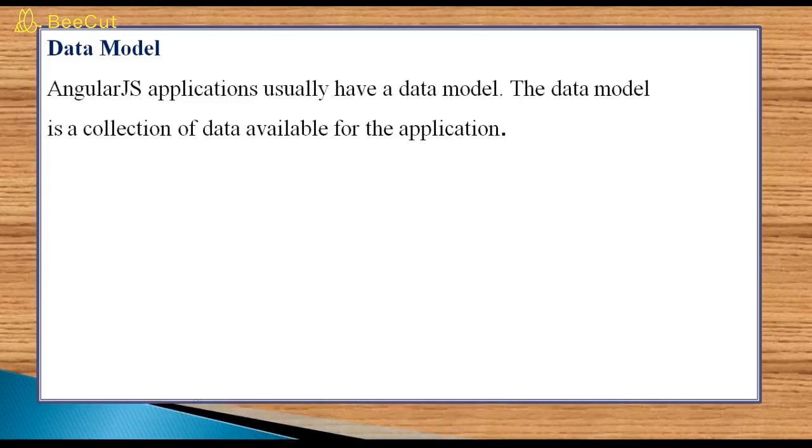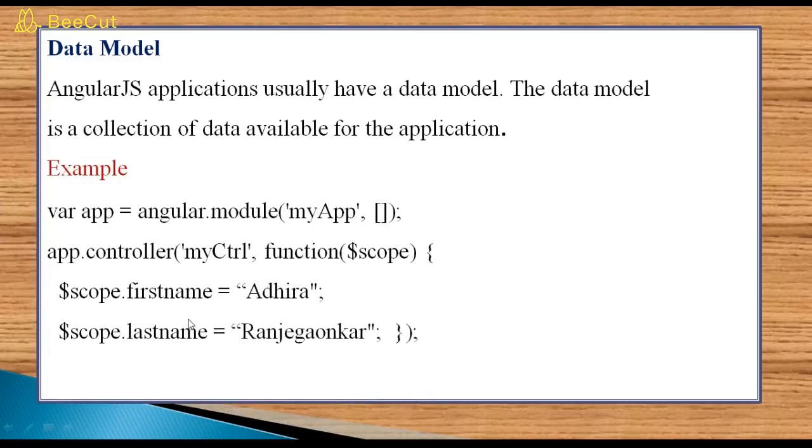Let's see what is data model. AngularJS applications usually have a data model. The data model is a collection of data available for the application. This is an example. My previous video already explained this code. Please check it.